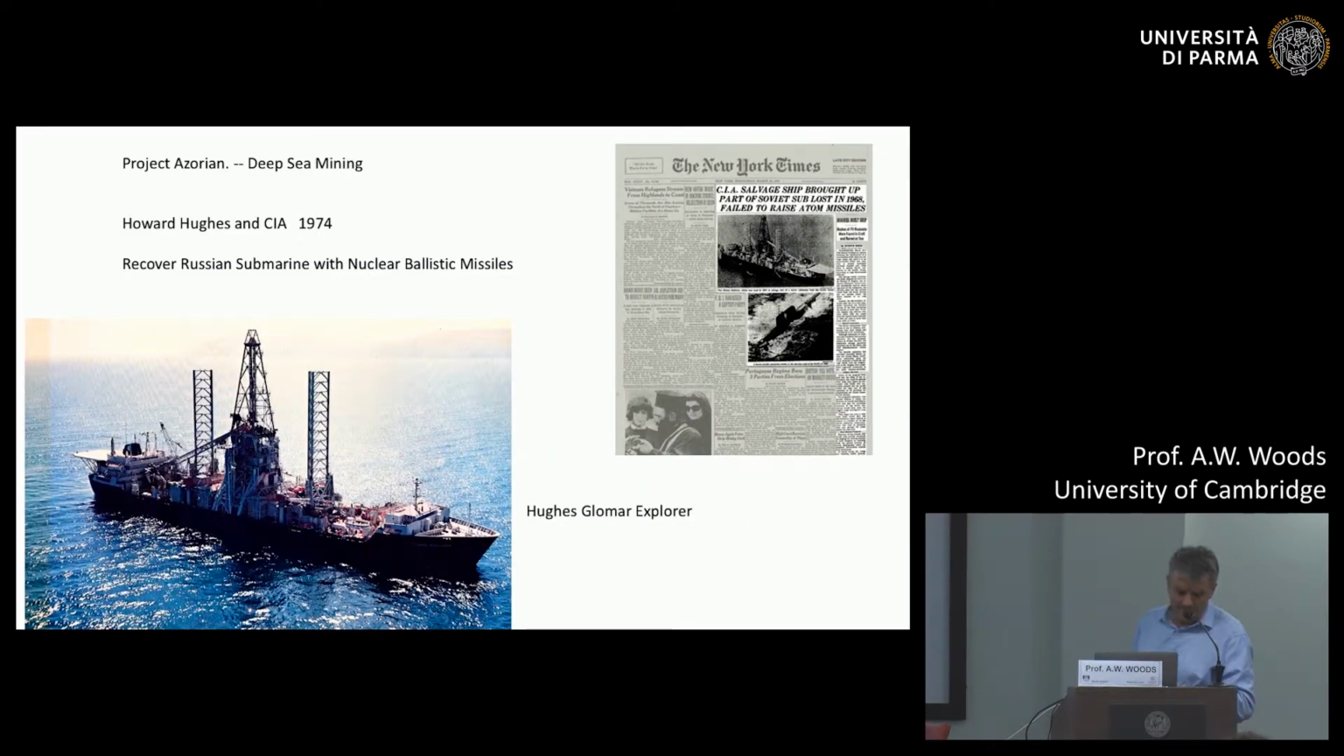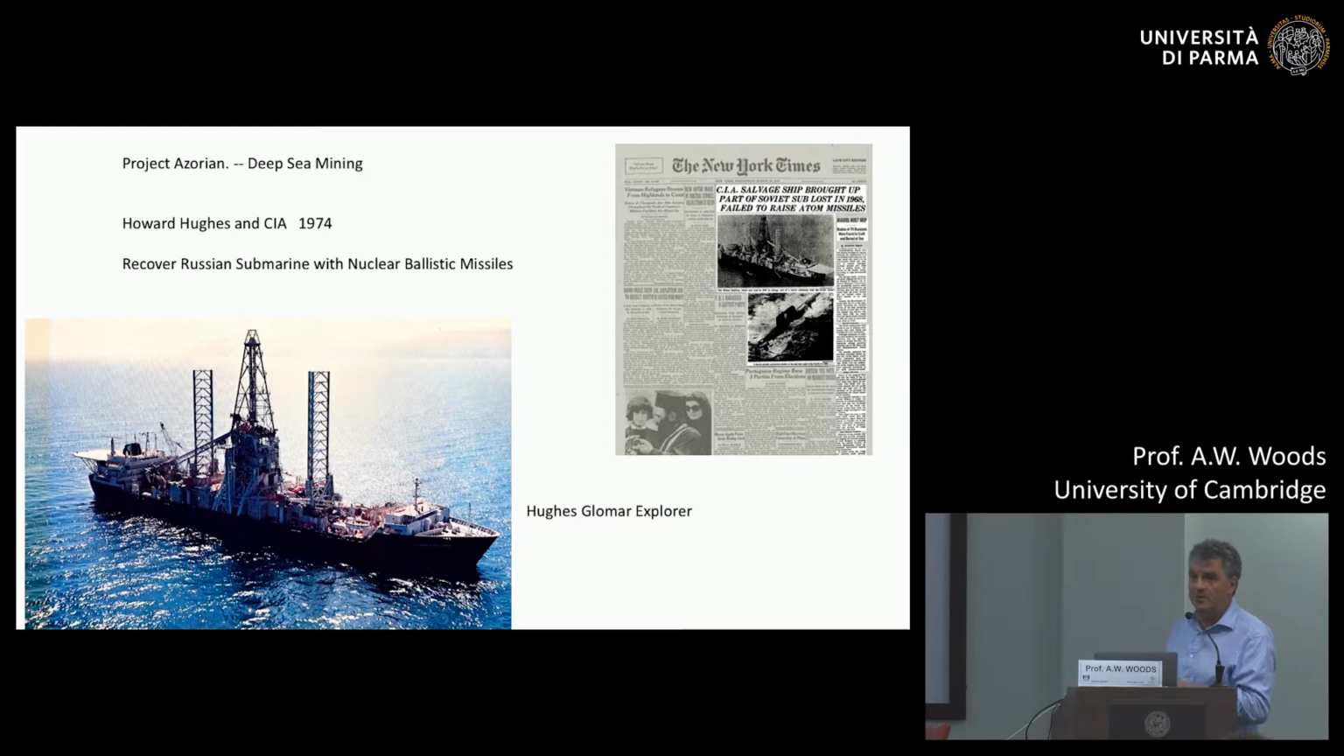So deep sea mining has actually been of interest for some time. And in fact, it started off in a very strange way. There was a thing called Project Azorian, and this was asserted to be deep sea mining, but it was actually set up by the CIA and Howard Hughes in the USA. So Howard Hughes was a great industrialist in the US who was extremely wealthy, and a Russian submarine sank in the Pacific, and the Americans found it and they wanted to recover it and bring it to the surface.